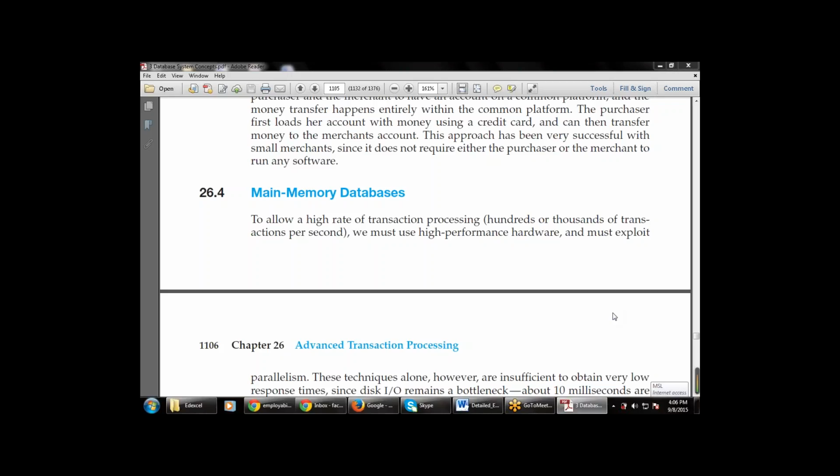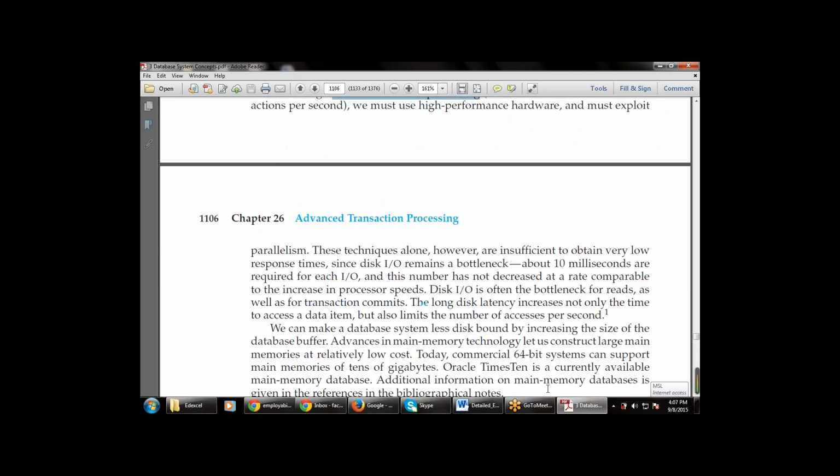In the last class we started with main memory databases, chapter number 26. So what are main memory databases? Any database that is maintained in the main memory, the internal memory, is a main memory database. To allow a high rate of transaction processing, we must use high performance hardware and must exploit parallelism. And these techniques are insufficient to obtain very low response time.